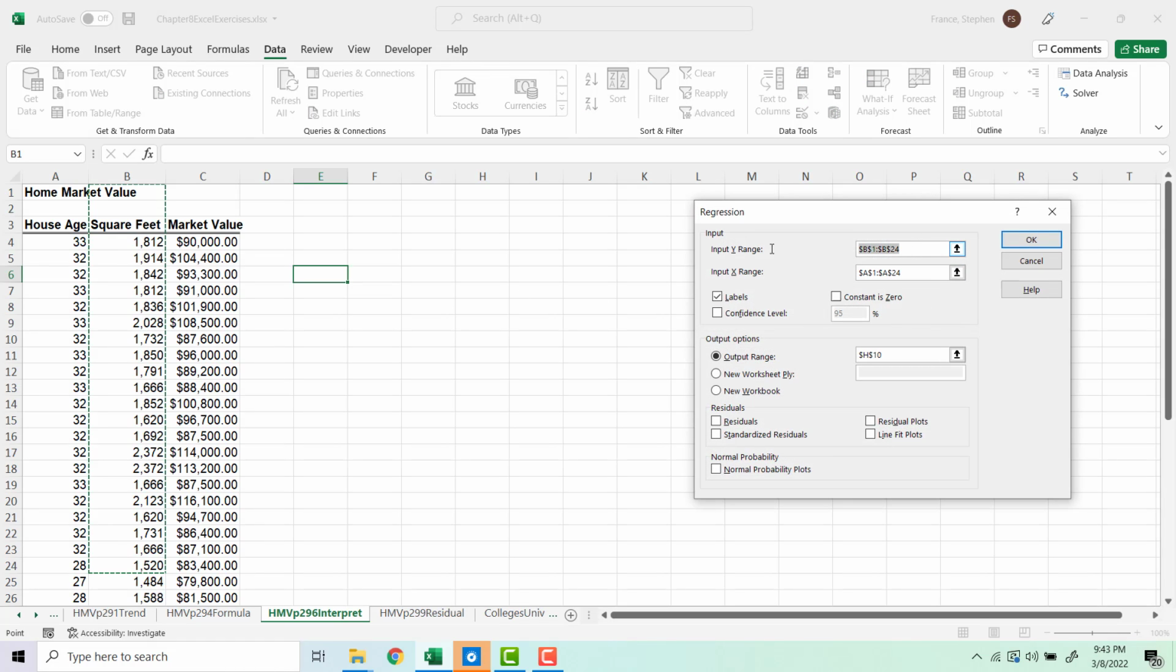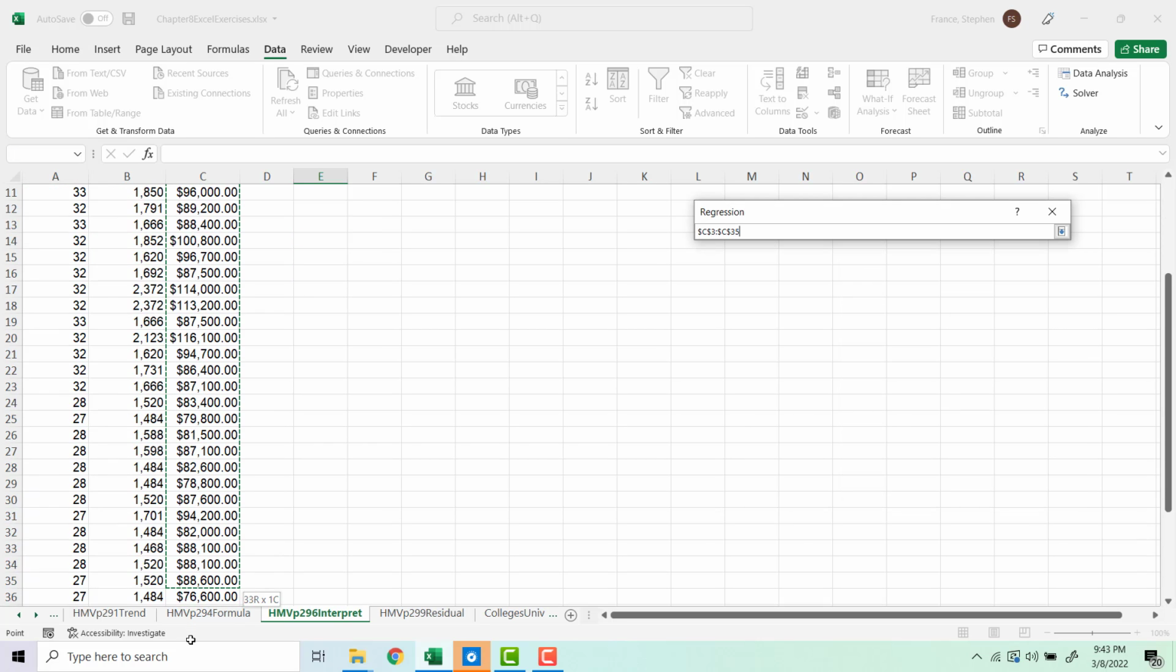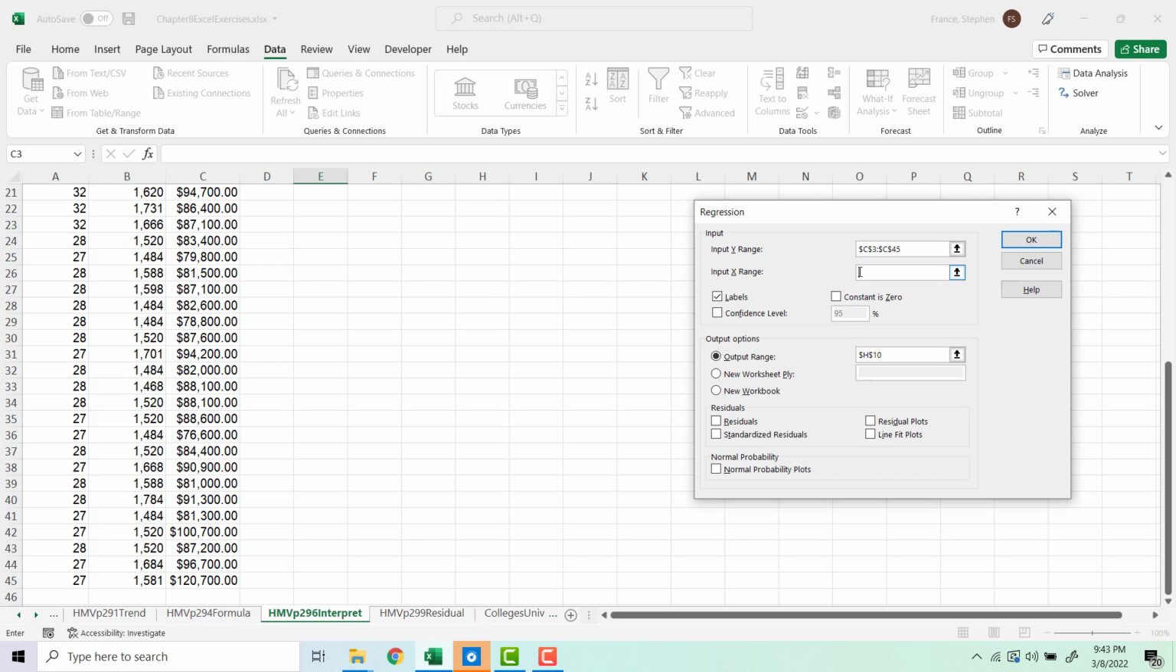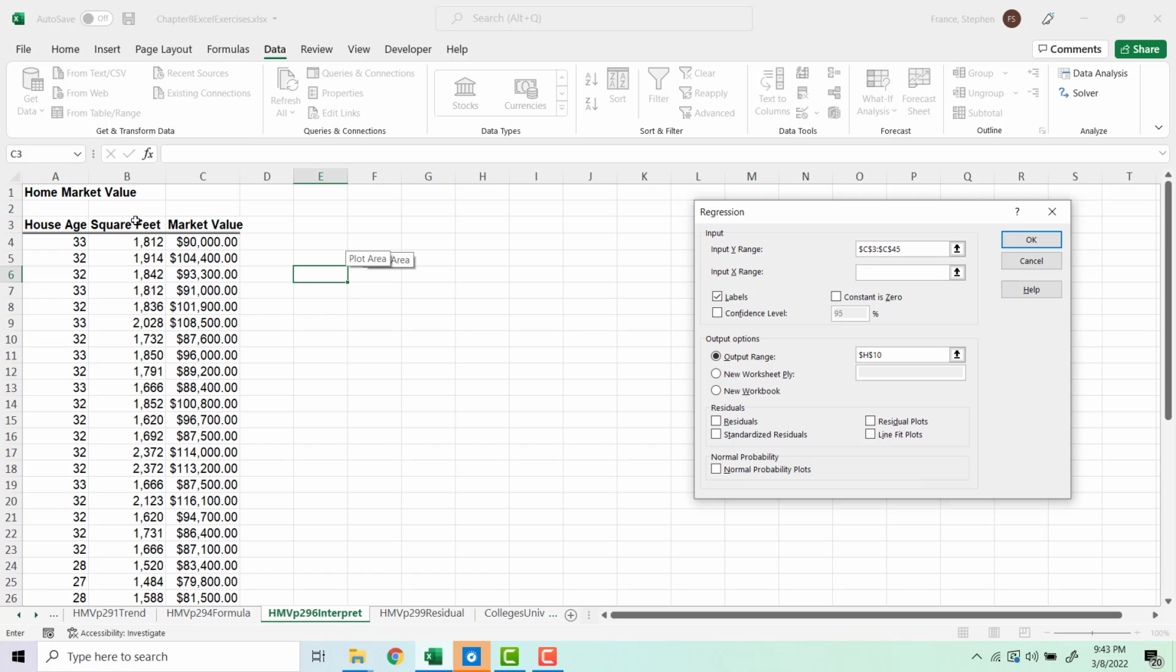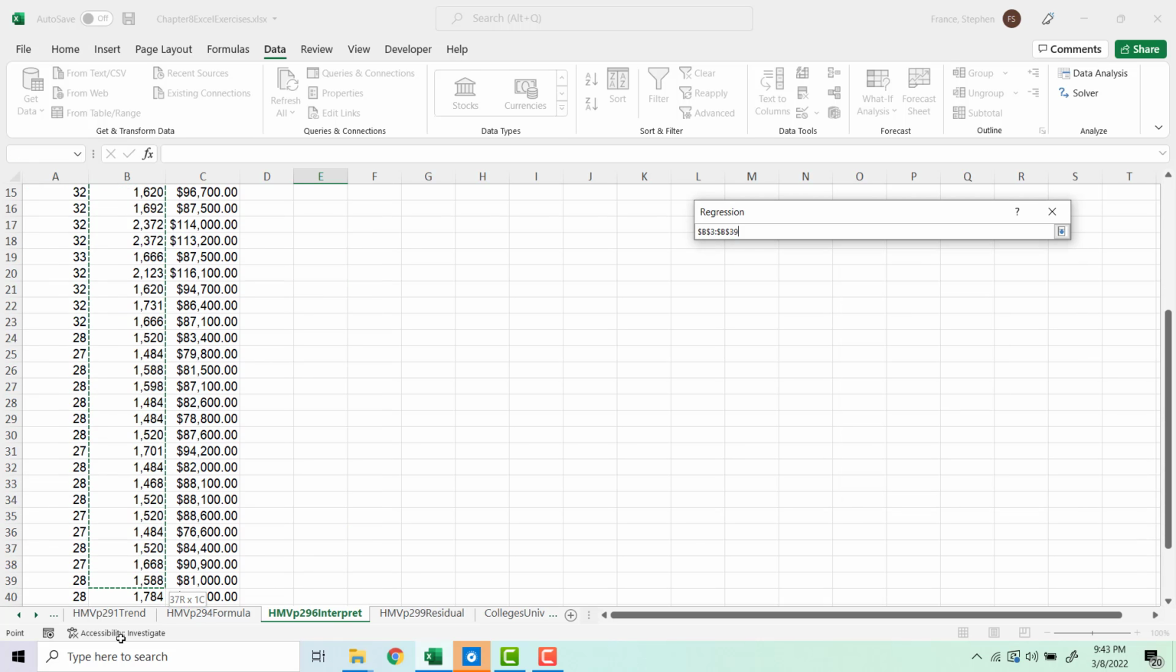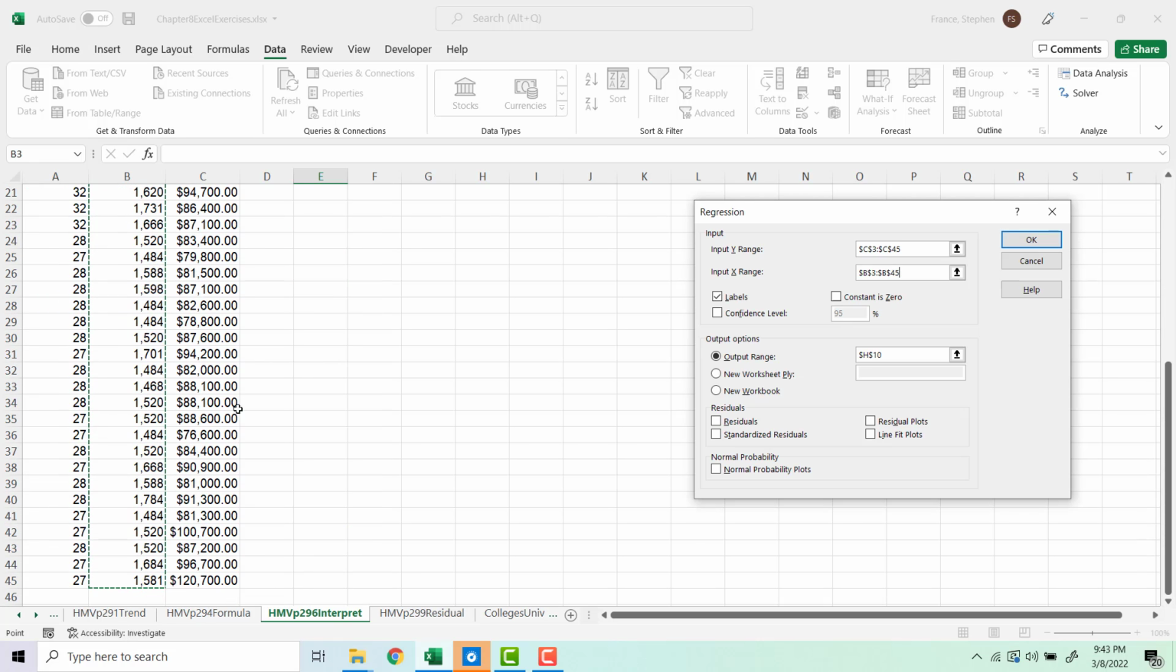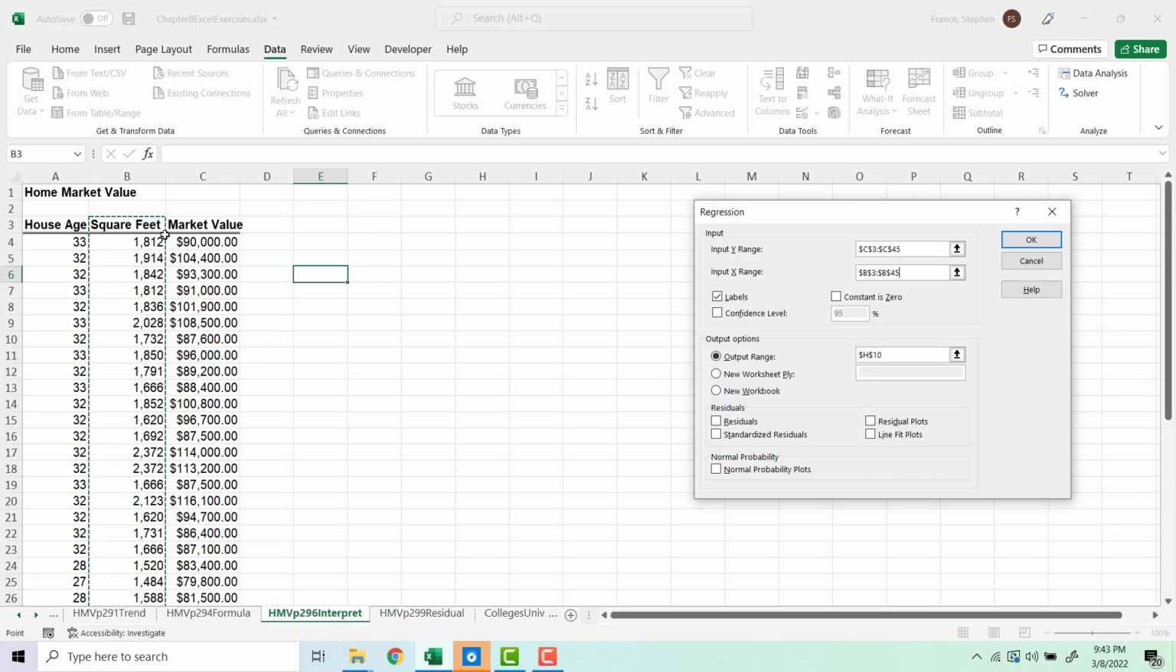Now, let's just set this up. It's kind of pretty self-explanatory. So this is the Y. Select the Y. Then select the X and drag. Now we included the labels, square feet and market value. So we want to click the labels because the first item is a label.